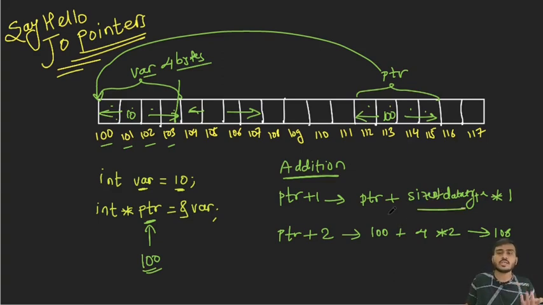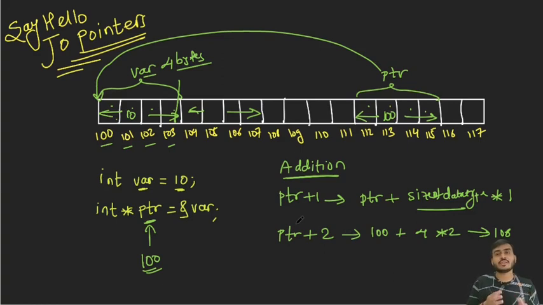Depending on the size of the data type, this answer will change. So if the pointer is to a character type, then the size will be 1. In that case, if the initial value of ptr is 100, after adding 1 to it, it will become 100 plus 1 into 1, that is 101. Then if we are adding 2 to it, it will become 100 plus 1 into 2, that is 102, and so on. You can keep on adding numbers to it.